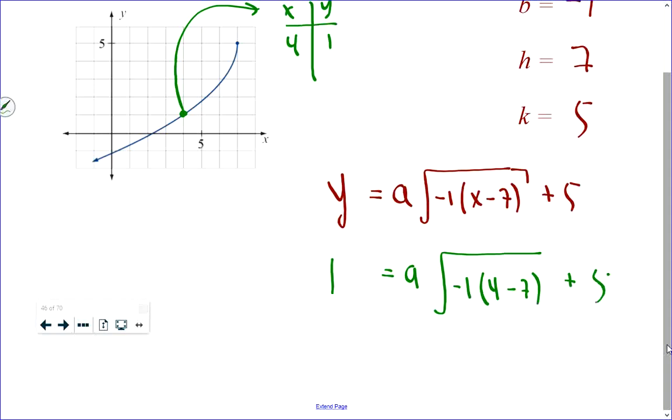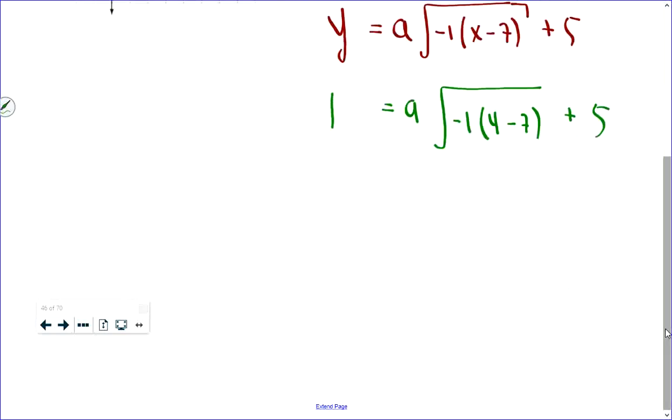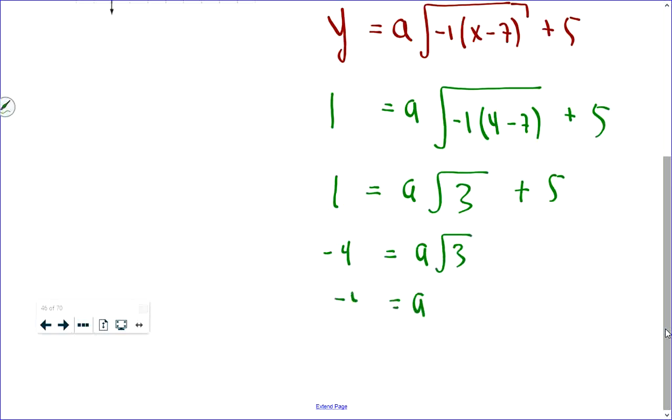Plus 5. Sorry, I had to think ahead about something. So let's solve this for a. Let's see what we get. 1 equals a root 3. 4 minus 7 is negative 3 times negative 1 is 3, plus 5. I subtract 5 from both sides, and I get a equals negative 4 over root 3. You with me?